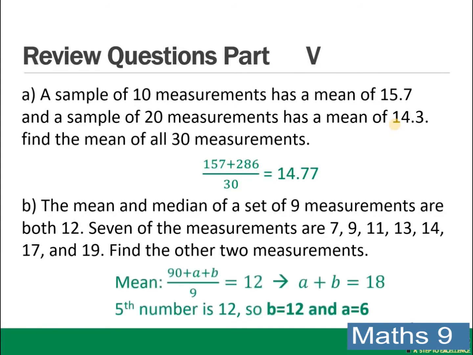For part B, the mean is 90 plus a plus b over 9, which equals 12, which means that a plus b must be 18. And we are also told that the median is 12, so the fifth number must be 12, so b equals 12 and a equals 6.